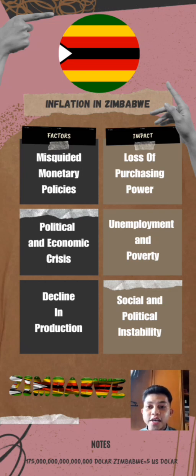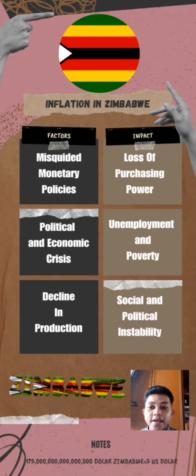Second, political and economic crisis. Zimbabwe faced a serious political and economic crisis, including inactive reforms and the seizure of agricultural lands, disrupting food production. Political instability and policy uncertainty reduce investment and damage the overall economy.